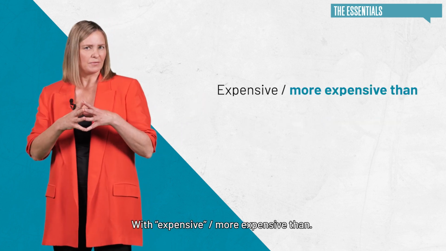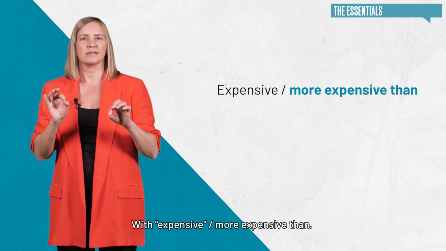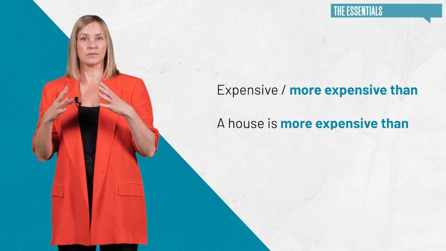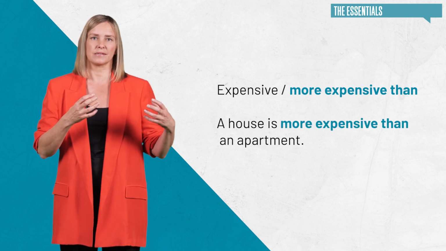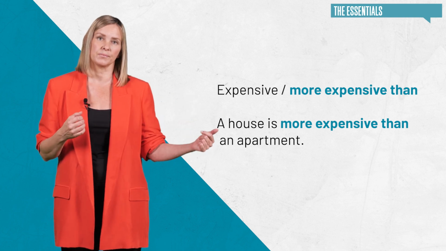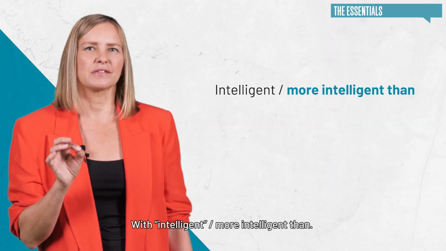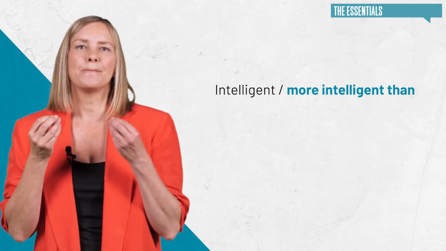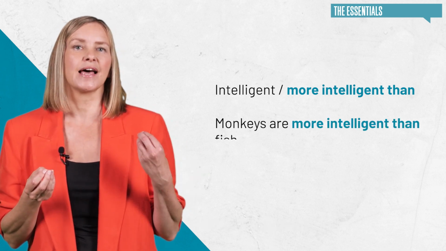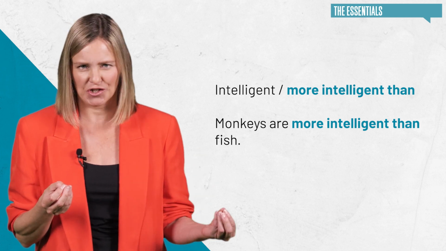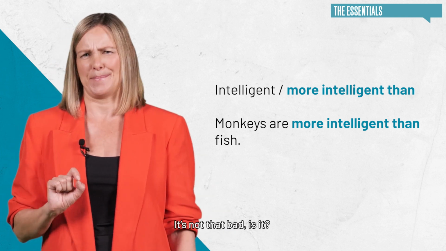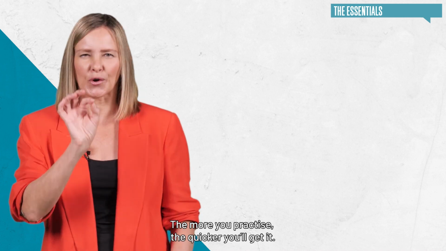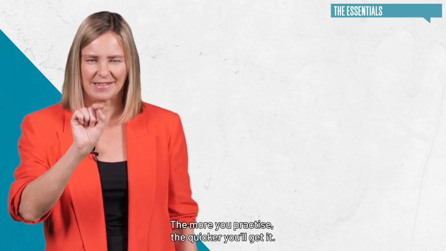With expensive, more expensive than. For example, a house is more expensive than an apartment. With intelligent, more intelligent than. For example, monkeys are more intelligent than fish. It's not that bad, is it? The more you practice, the quicker you'll get it.